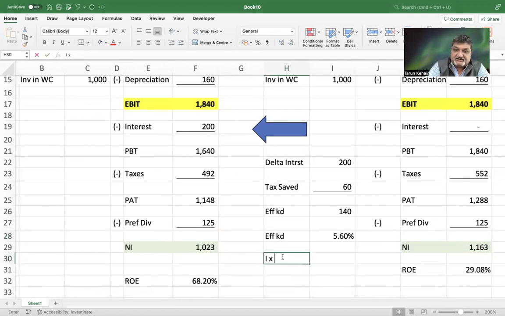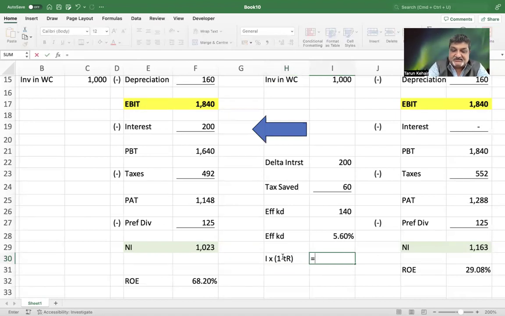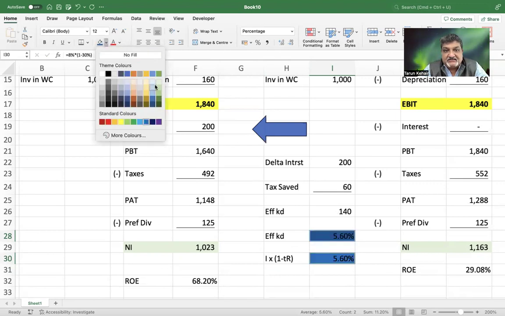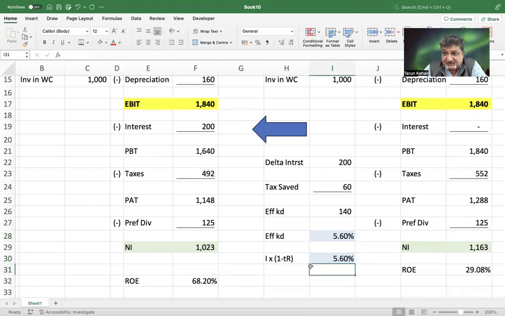Now, most of the textbooks will give you this formula: effective cost of debt is equal to I into 1 minus TR. So in this case, 8% into 1 minus 30%, which comes to the same number, 5.6%. Which means that even though the company is having a gross cost of debt of 8%, they have an effective cost of debt of 5.6%. So that's how the interest component of debt creates a tax shield, which is beneficial for the organization.